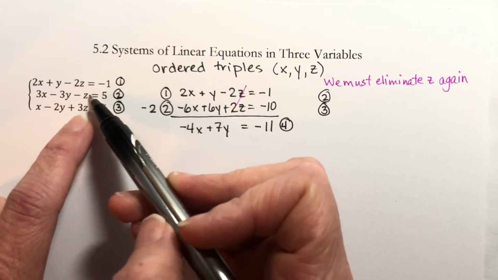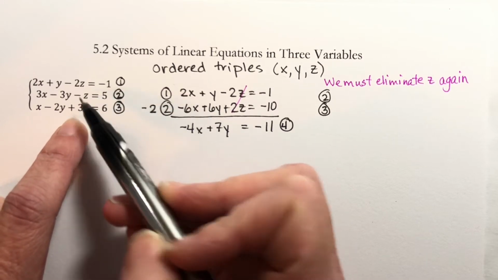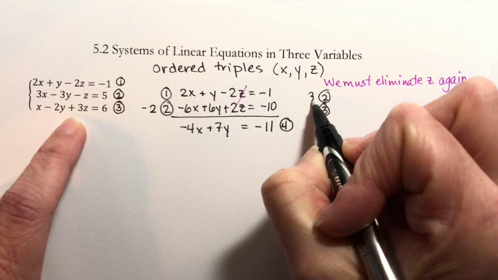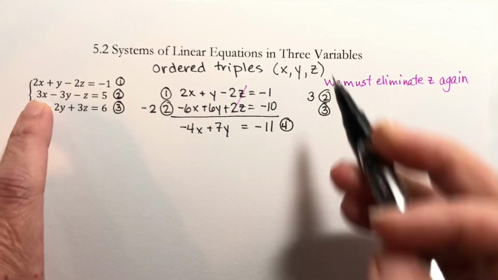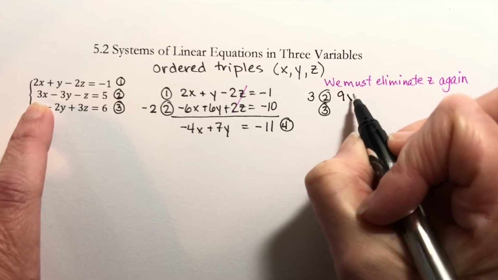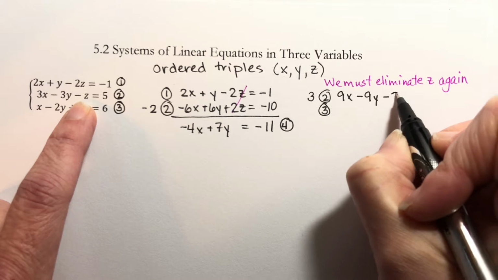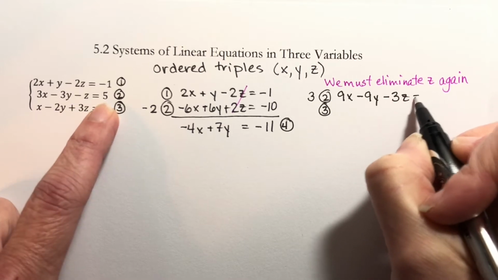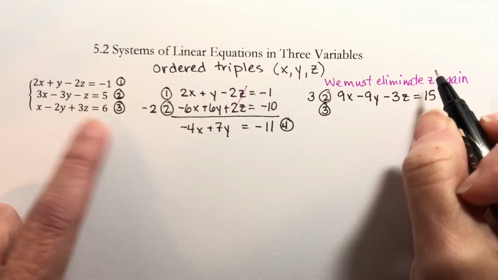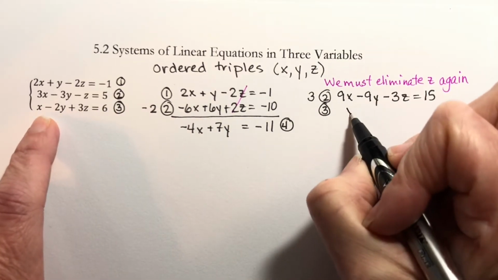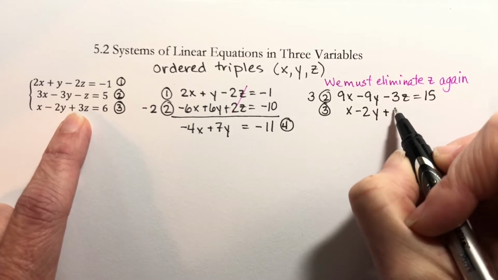So if I'm looking at z with 2 and 3, they already have opposite signs, and I can get a negative 3 here by multiplying all of equation 2 by a 3. So 3 times all of equation 2. That will give me 9x minus 9y minus 3z is equal to 15. And we're not changing 3, so recopying, be super careful that you get all your signs right and everything else.